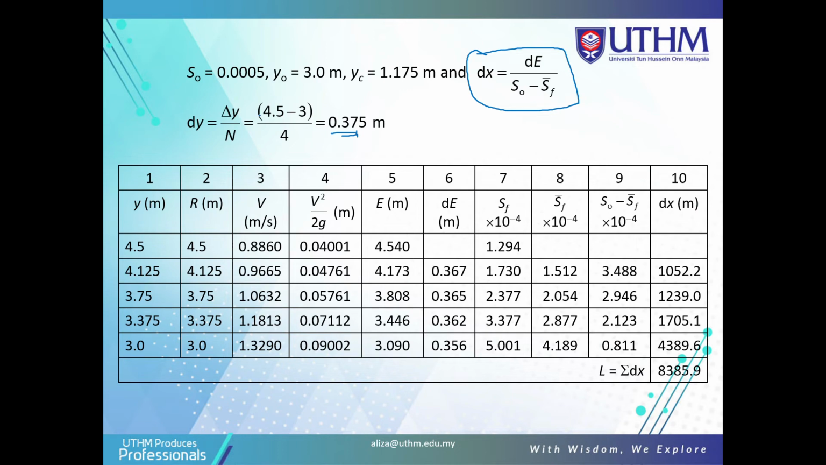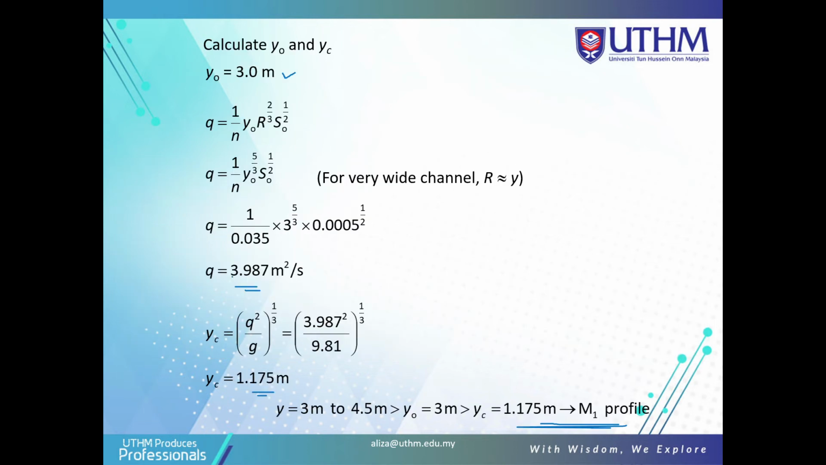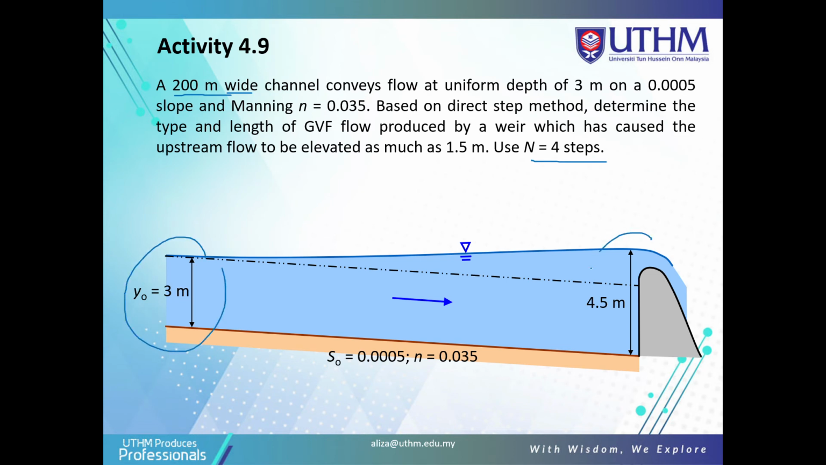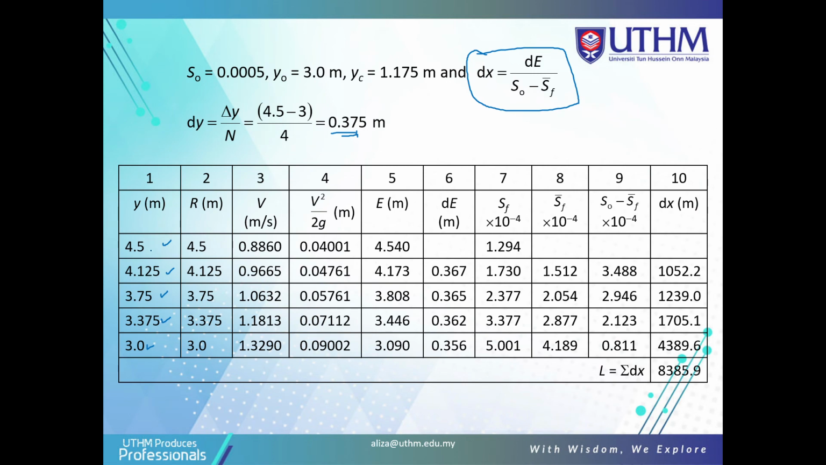0.375. But for the direct step method, if 4 steps, then the column you must have 1, 2, 3, 4, 5. You must plus 1. That's why you have the row here as 4.5. Actually based from the Y2 here, 4.5, and then you minus 0.375, so you get 4.125. And minus 0.375, so you get 3.75. Minus 0.375, you get this value. And then until you get the value of 3. That's why you get from 4.5 until you get the 3 here.